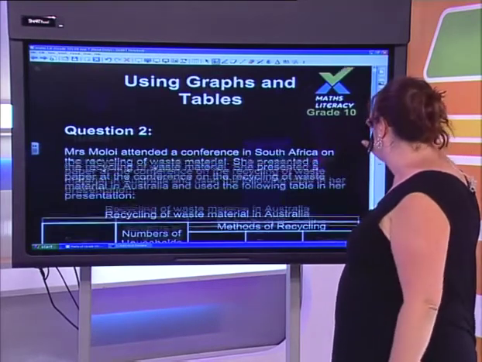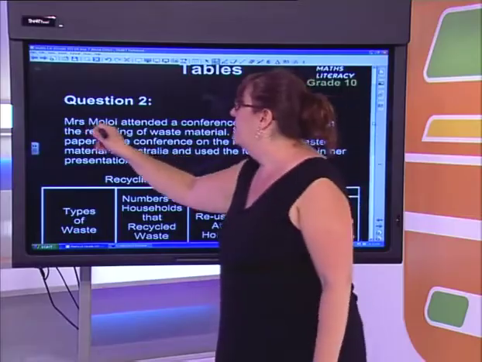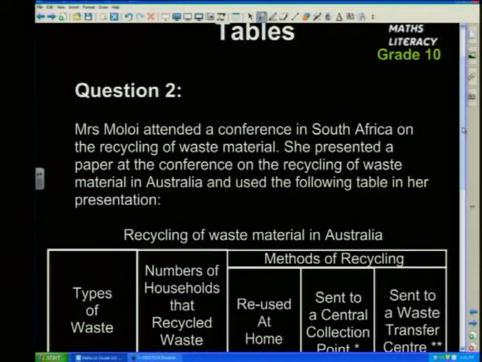Right, question 2. So we have Mrs. Moloi, who attended a conference in South Africa on the recycling of waste material. She presented a paper at the conference on the recycling of waste material in Australia and used the following table in her presentation.